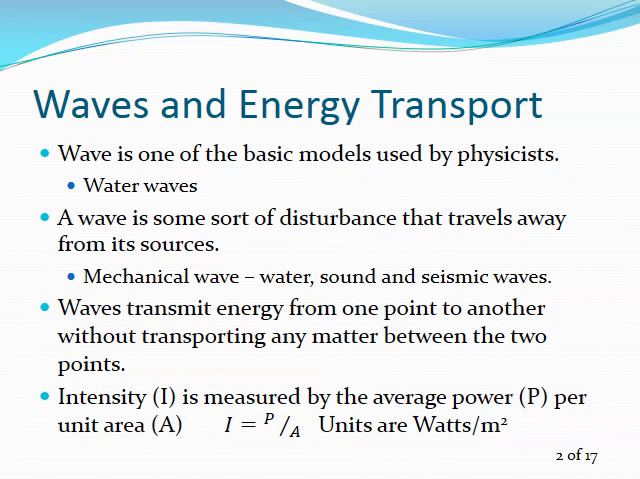Now, the way we measure waves, we use a term called intensity, represented with a capital I, and it is measured by the average power per unit area. Or if we wanted to calculate it, we would take the power P and divide it by the area, and that would give us the intensity in which the waves are traveling through. And the units are watts per square meter.